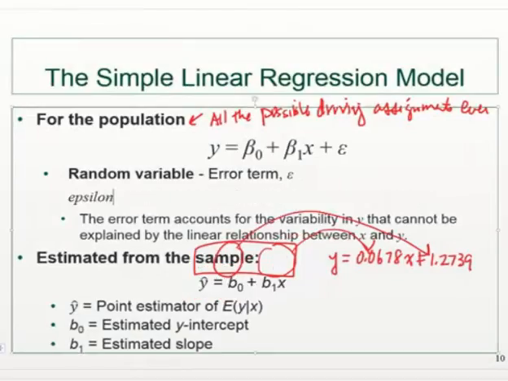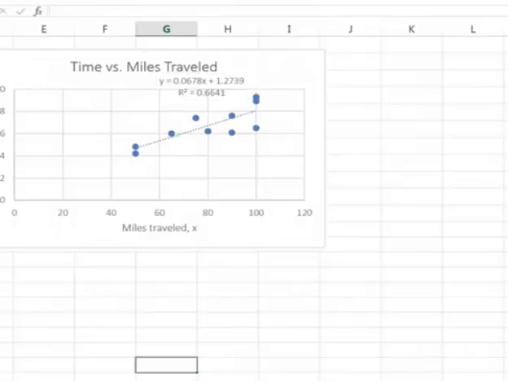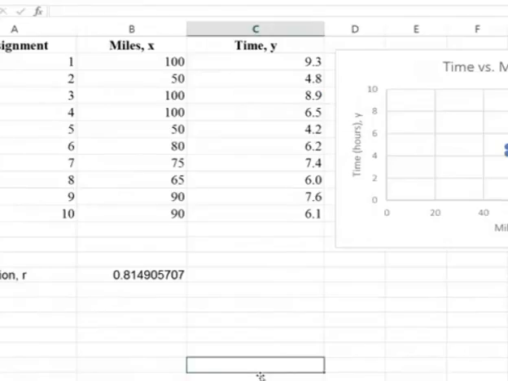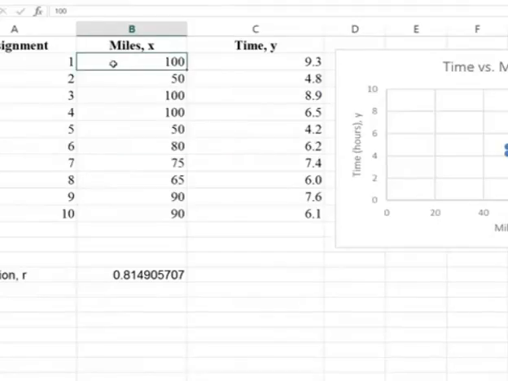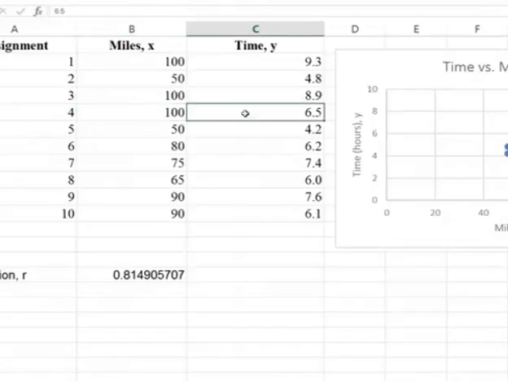The error term accounts for the variability in y that cannot be explained by x. So by that, what we mean is when we look at our data, okay, miles driven. Let's say this assignment drove for 100 miles. It took 9.3 hours. Here's another assignment that has the same number of miles, 100 miles. It took 8.9 hours.